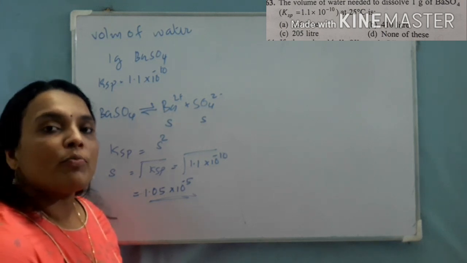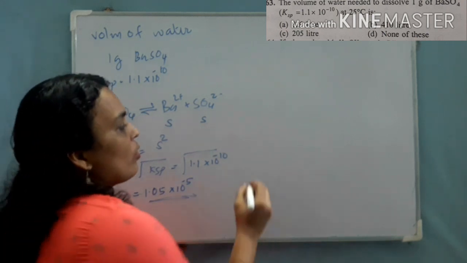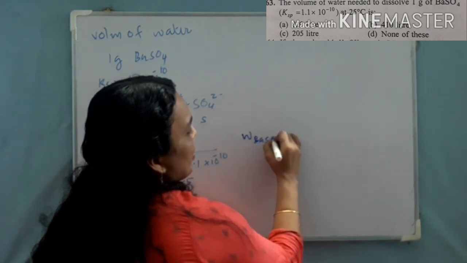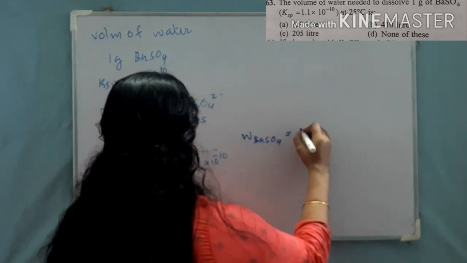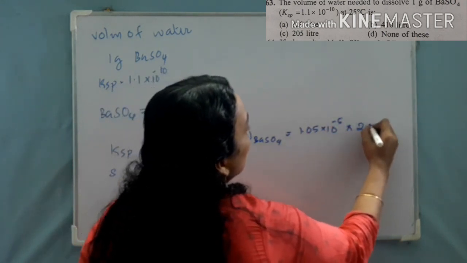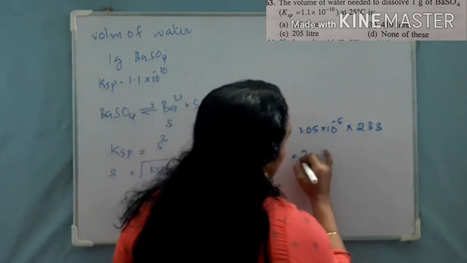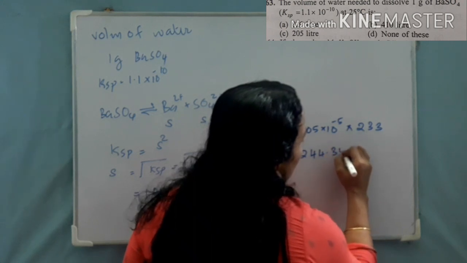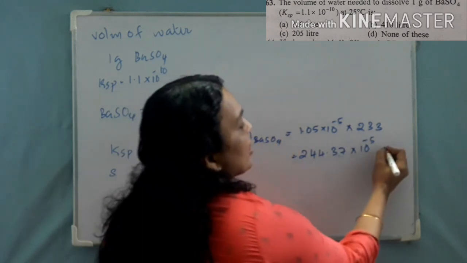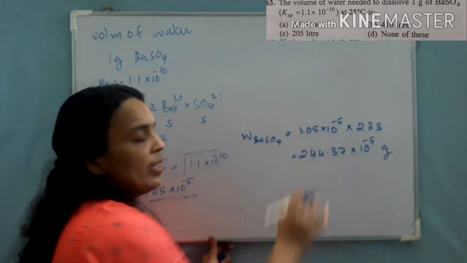So we know number of moles is equal to given mass by molar mass. So the weight of barium sulfate present per liter is equal to 1.05 into 10 raised to minus 5 into 233, that is the molar mass of barium sulfate, which is equal to 244.37 into 10 raised to minus 5. This many grams are present per liter. That means 1000 ml consists of this many grams.